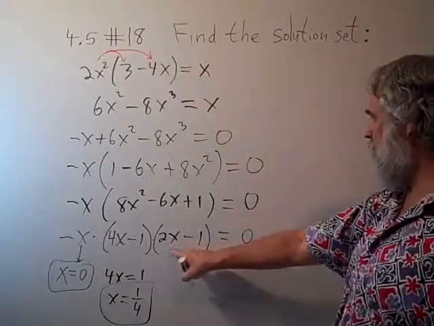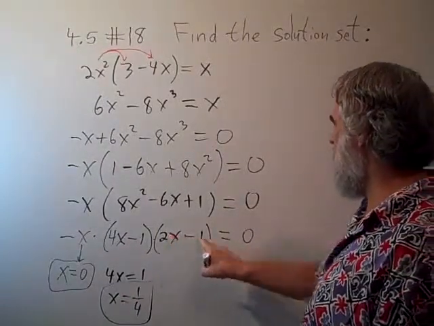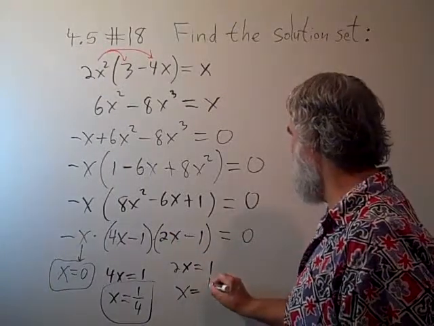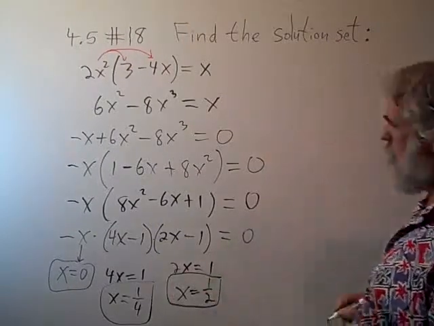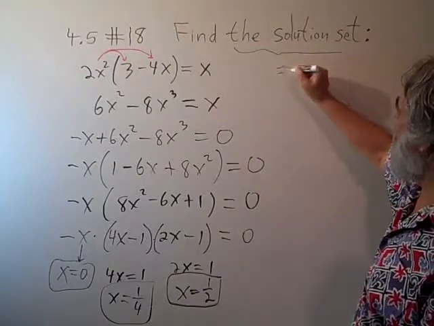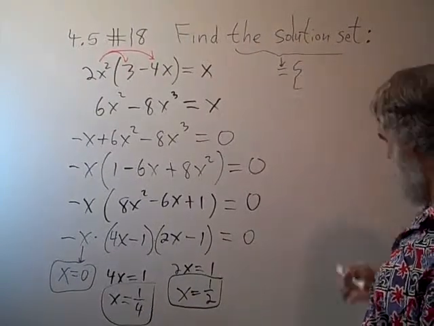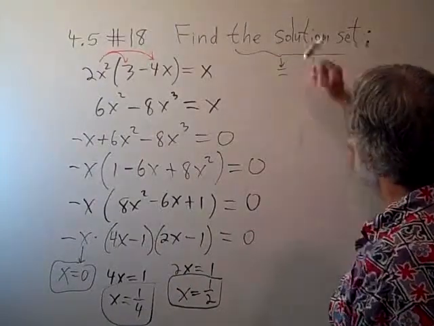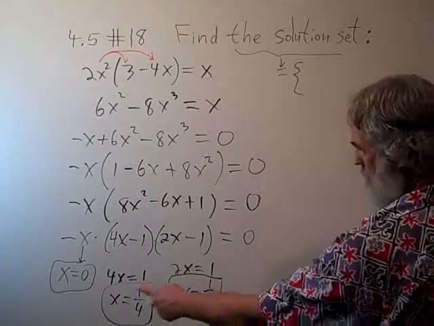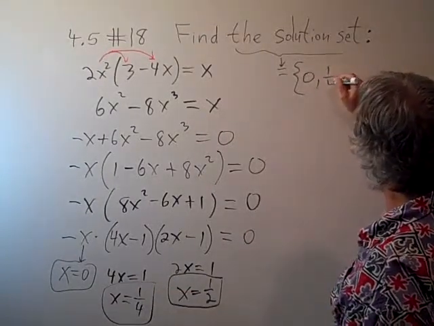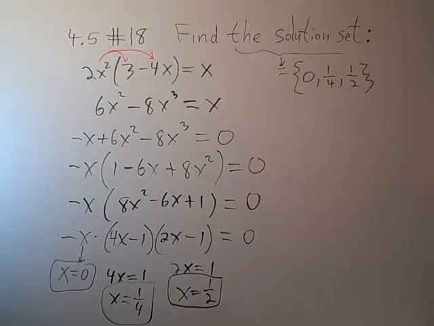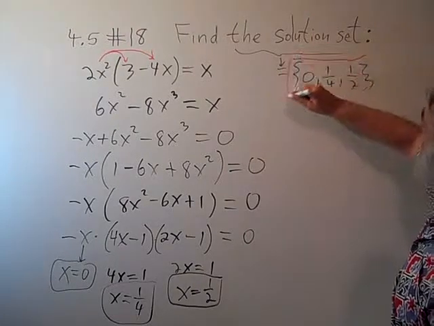Another possible answer comes when 2x is equal to 1, so 2x minus 1 would be 0. That happens when x equals 1/2. Those are the three possible solutions, so the solution set is the set that contains all three of these solutions. Okay, let's try this again. So the solution set has in it 0, it has 1/4, and it has 1/2. So this is the solution set we were looking for.